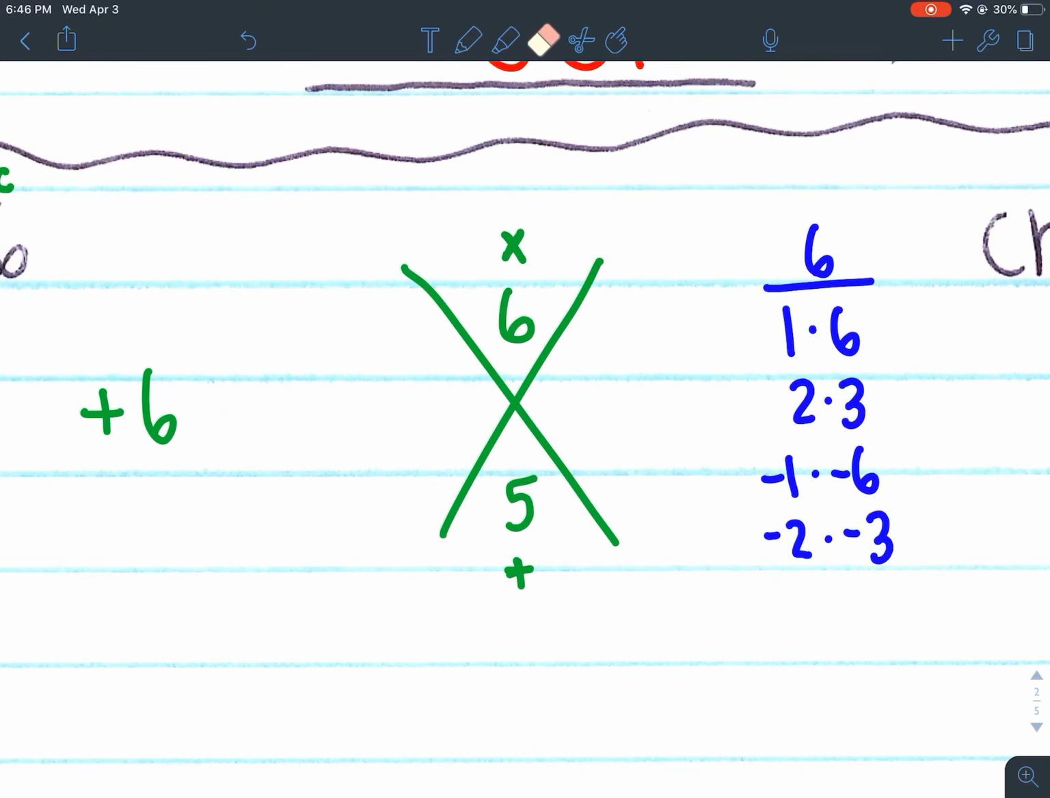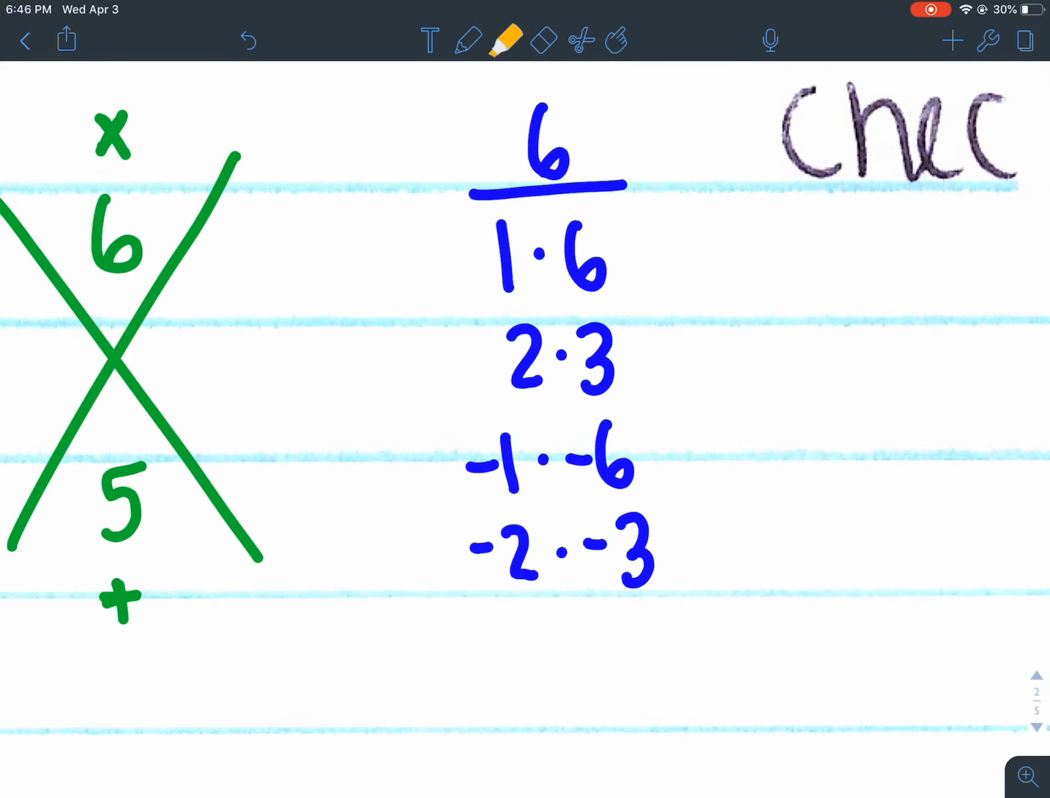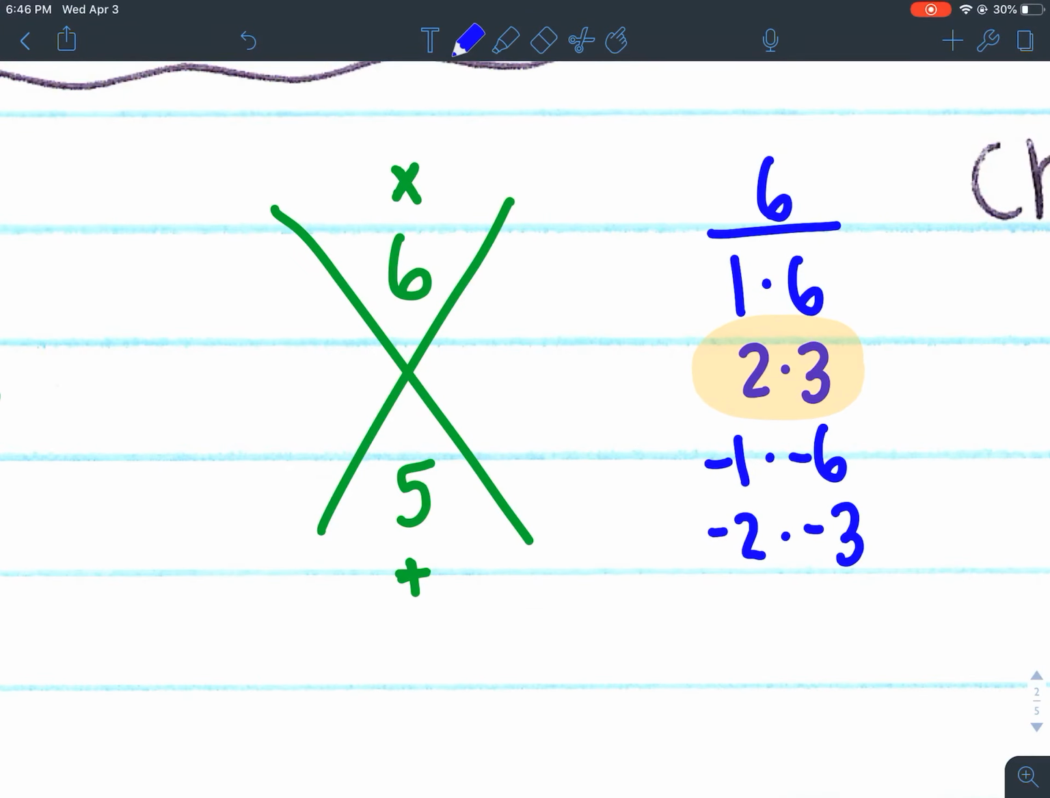So now that I have all of my factors of 6, all of these things multiply to 6, I need to figure out which one of these adds to 5. So looking at all these numbers, 2 plus 3 gives me 5. So I'm going to write that number over here. I'm going to write a 2 and a 3 here. If you want to write the 3 first, go ahead. It doesn't change anything. If you want to put 3, then 2, doesn't matter.